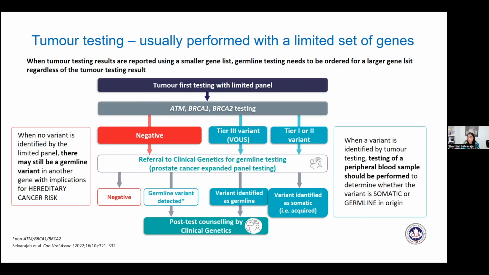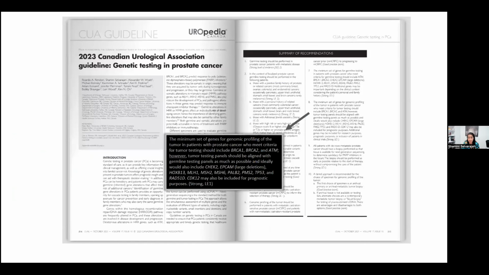And then you have patients that would have a VUS in one of these genes. They would still need to go for germline testing to see if they have an alteration in another gene that actually has a role in prostate cancer, because this VUS is not clinically relevant, but they could still have a variant in one of these other genes. So that's why for certain patients, regardless of the results, it may still require germline testing being performed.